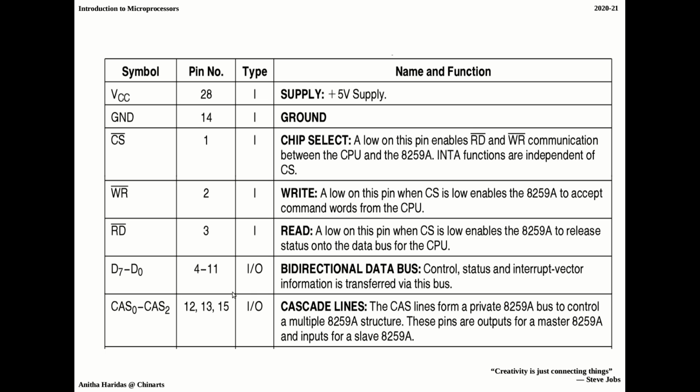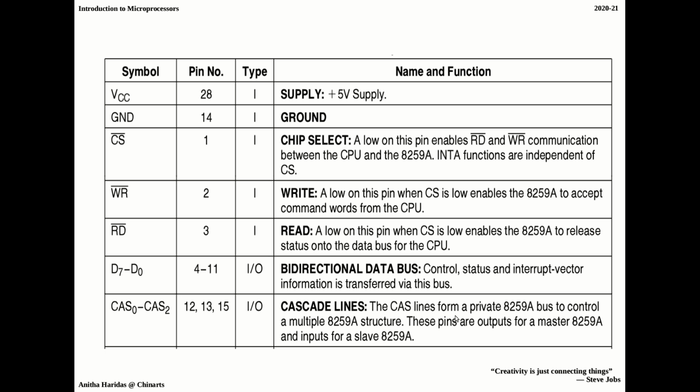Then of course we have the 8-bit lines D0 to D7. It is a bidirectional data bus. The control, status and interrupt vector information will be transferred through this particular bus. So this acts as the interface between the system bus and the internal bus of 8259A.